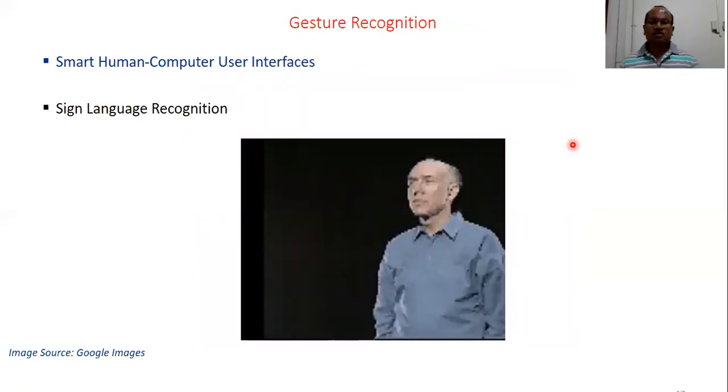Gesture recognition. Gesture is very important for human computer interfaces. What is your gesture? Are you walking? Are you talking? What are you doing? What are your activities? How do you use your hand movements while talking, while speaking, while communicating? So that's one area. Hand gestures, body language, all these are identified.